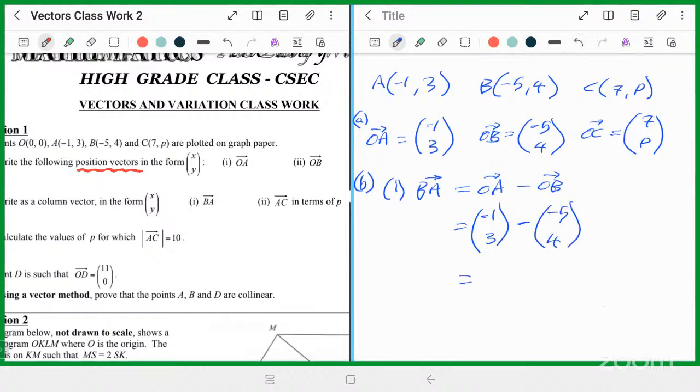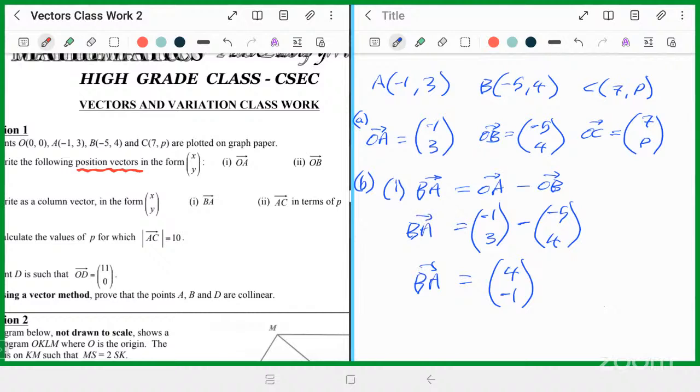We'll do the calculation. So it's -1 minus a -5 for the first value. This minus actually becomes a plus, so it's like 5 minus 1 is 4. So it becomes a 4. Then we have 3 minus 4, which is -1. And so the vector BA is that. That's the vector BA.